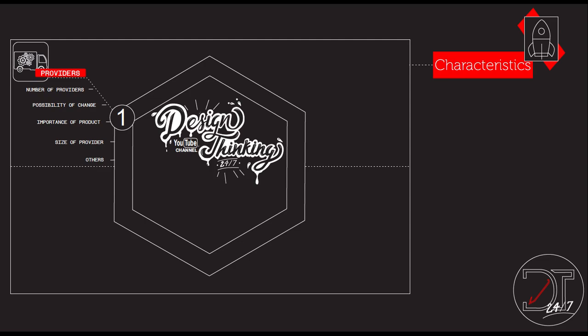The possibility of change, because if you are analyzing a line of production or a system of production, sometimes you need to know and understand the possibility of change because you can see something better. It's really important to know what kind of product you are making or doing, and the size of the provider, because sometimes you're putting a lot of responsibility in something that is really small and is really important for your development.